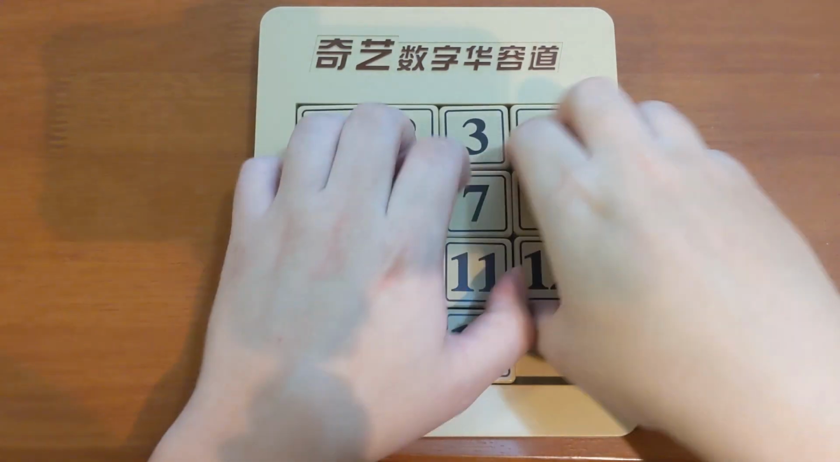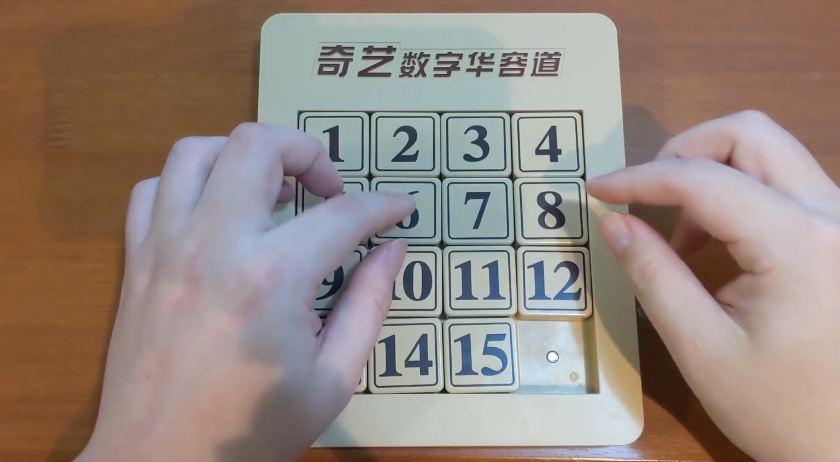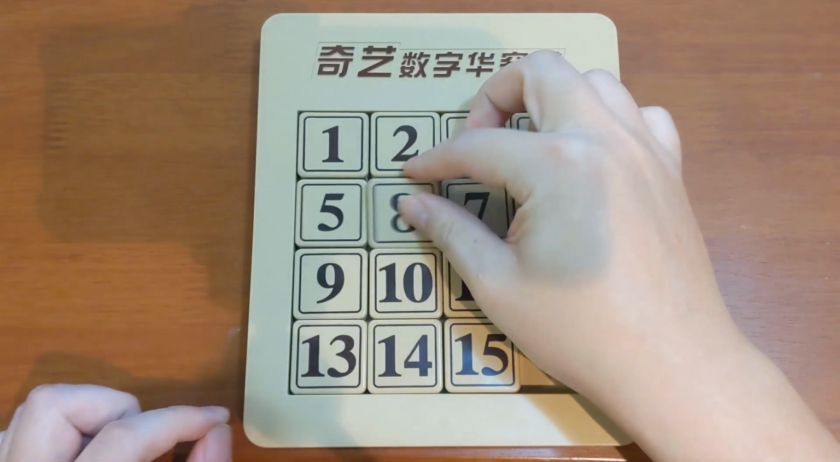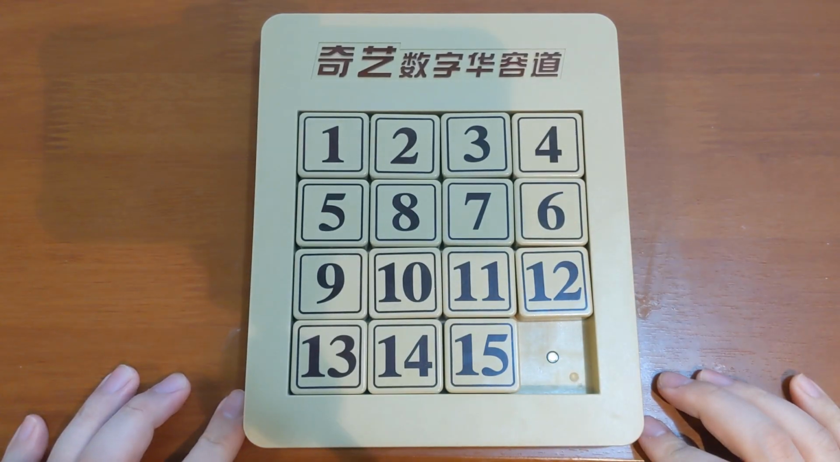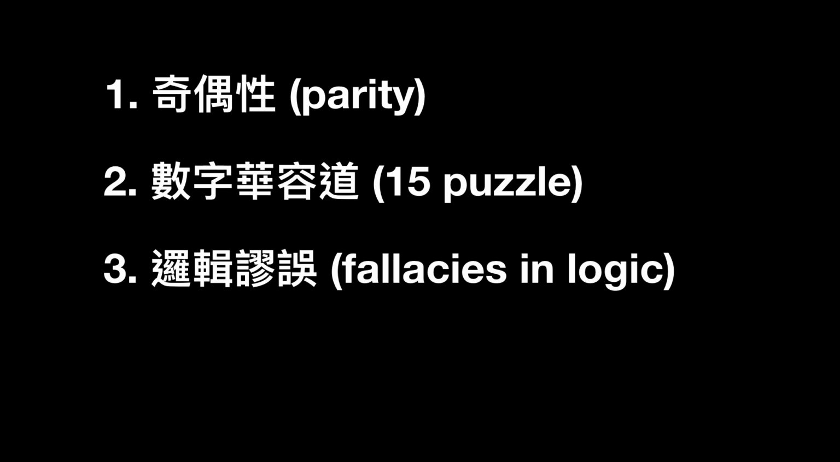Just like Rubik's Cubes, if there are invalid operations, like this, or take any two pieces out, swap them, and put them back, that will make this puzzle unsolvable. In this video, I'm going to explain parity with an example, and then prove some cases in 15 puzzle are impossible to solve. Finally, I'm going to mention some fallacies in logic.